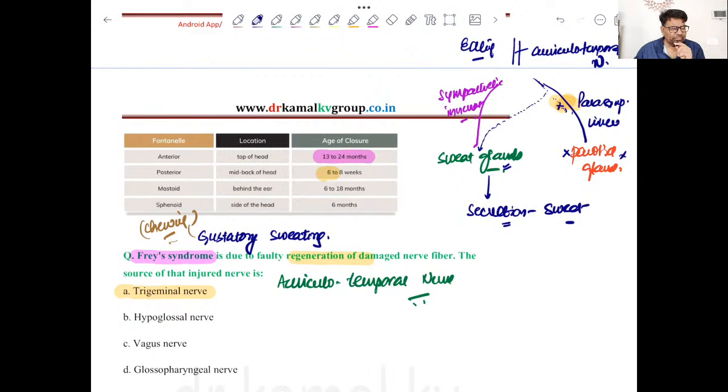So lingual nerve takes general sensation from anterior two-third of tongue, right? So lingual nerve is different. It takes general sensations from anterior two-third of tongue.